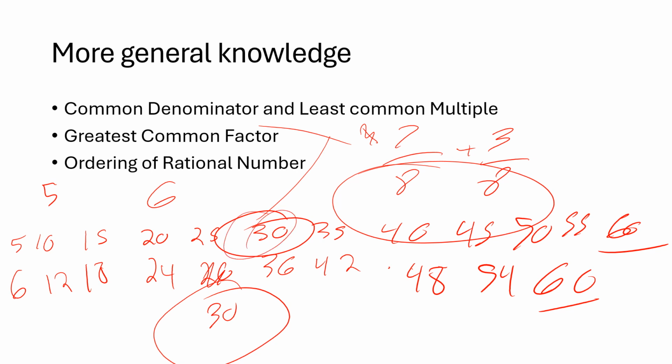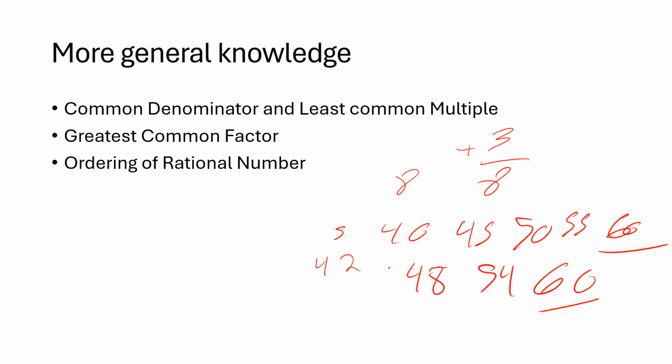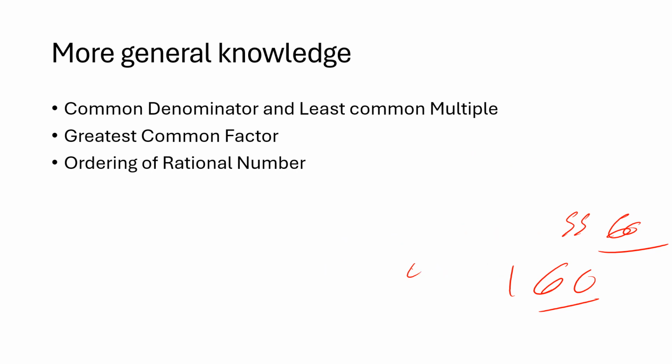The number would be 30 because that's the least common. That's the lowest number that they can multiply and have the same number. Whenever I ask you for the greatest common factor, it's just going to be, what do both of them have in common that we can simplify to?